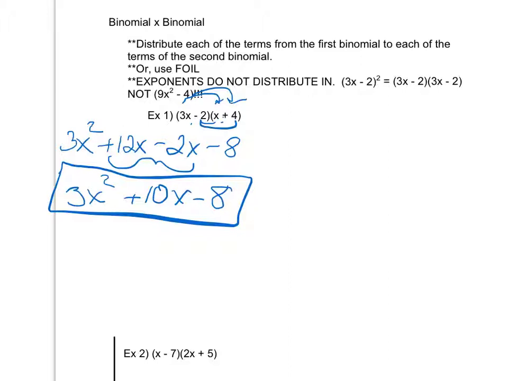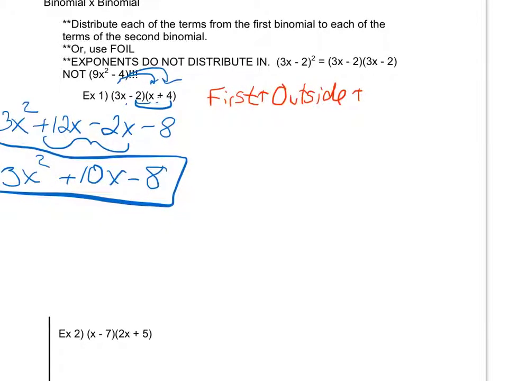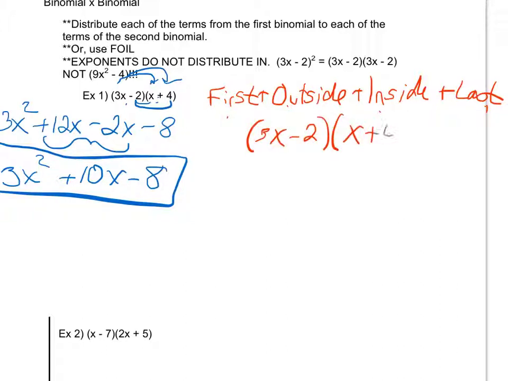The other method is this FOIL method. Some of you may have heard it before in other classes. It stands for first plus outside plus inside plus last. I'm multiplying first times first, outside times outside, inside times inside, and last times last. So taking that 3x minus 2 times x plus 4, that same example, I'm going to take the first one in each binomial. My first one here is 3x, my first one here is x. 3x times x is 3x squared.